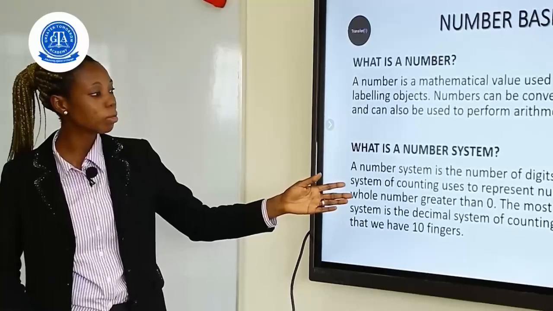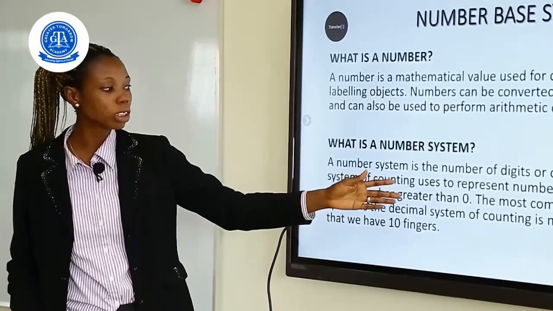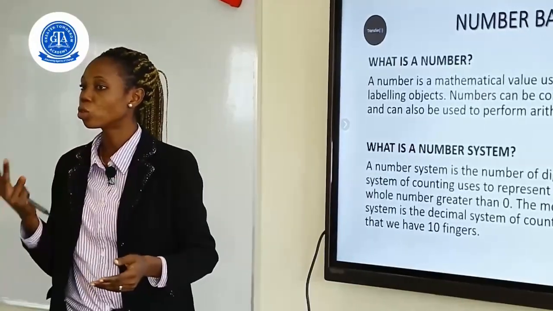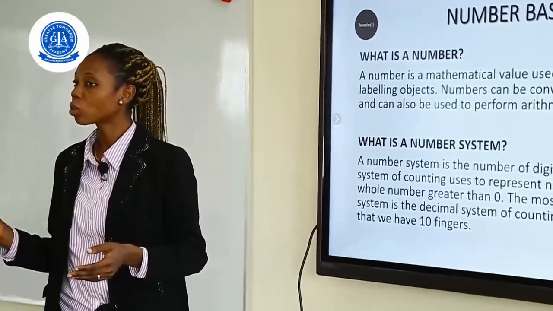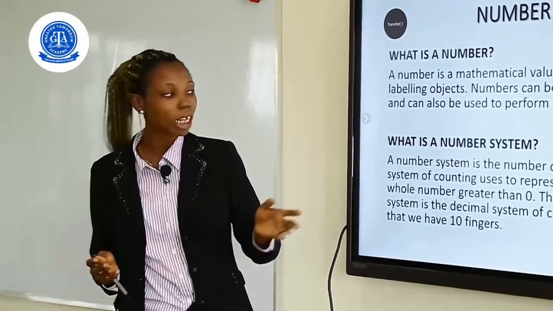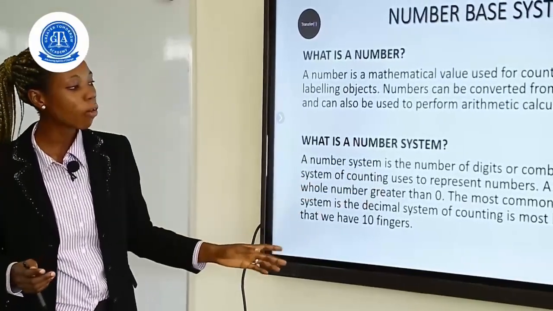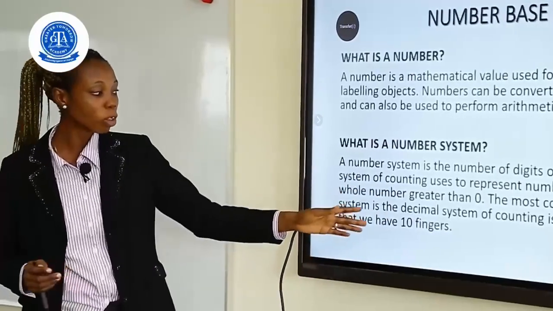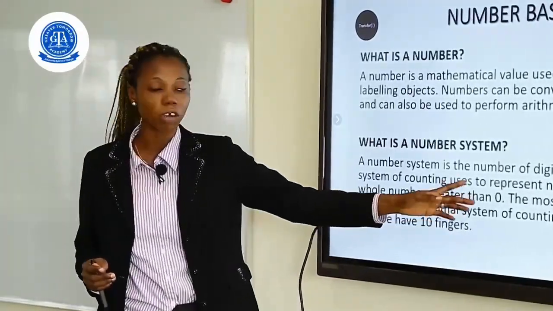What is a number system? Now, a number system is the number of digits, or combination of digits, that a system of counting uses to represent number. Now you have digits like 1, 2, 3, 4, and so on. But when you combine 1 and 2, you have a combination of digits. So 1 and 2 becomes what, class? 12, isn't it? Yes, so that's how you combine digits. Now, in our number-based system, we mostly use our decimal system of counting.